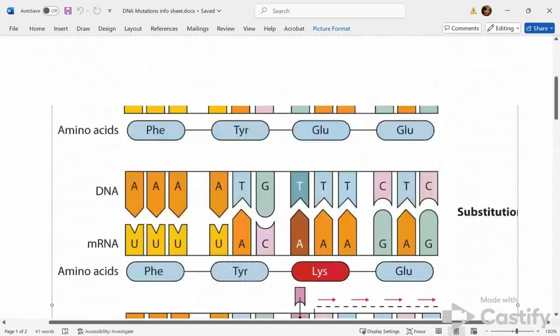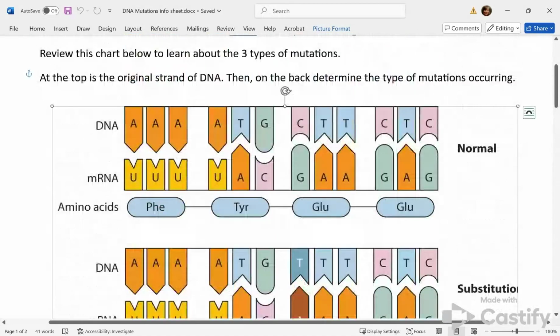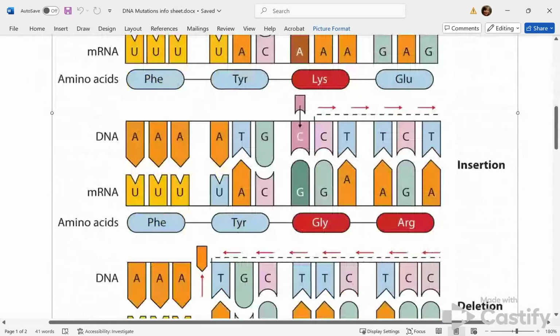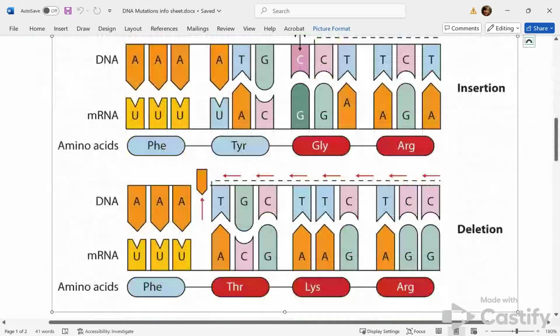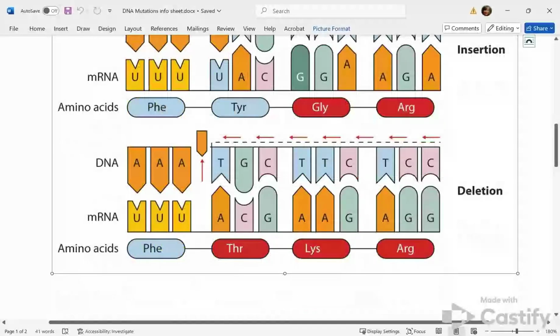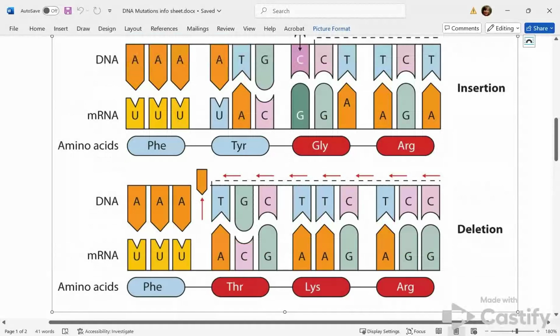We should have had AAA and then ATG, CTT, CTC. Now we have TGC, TTC, TCC. So every amino acid after this deletion has changed. Again, it's a frame shift mutation. It's probably going to be lethal or a non-functioning protein that can be really problematic. And if it's not problematic, then it's probably really superficial, like red hair color or blue or green eyes.